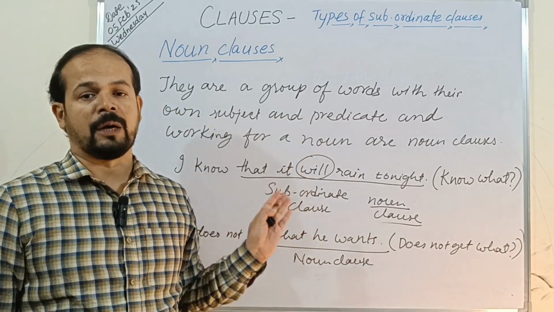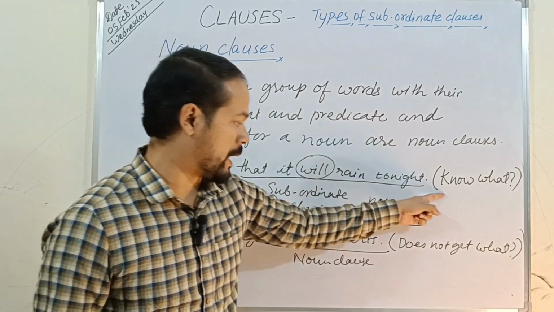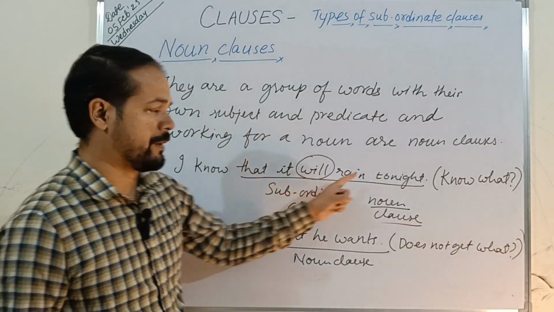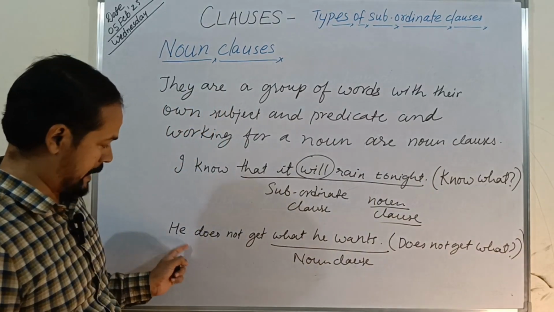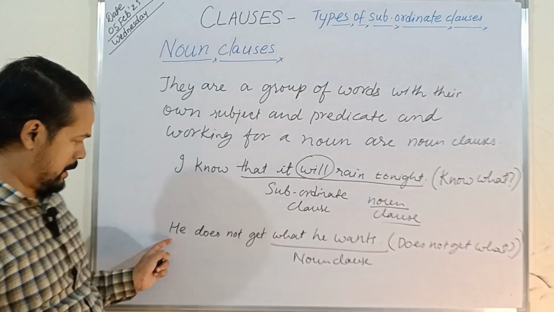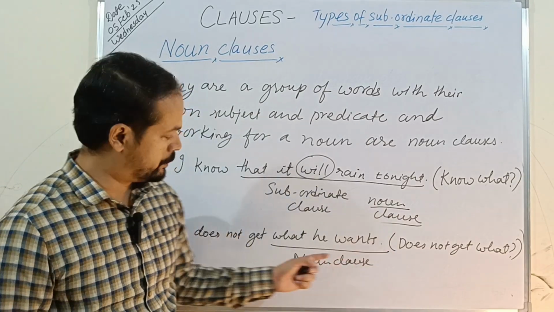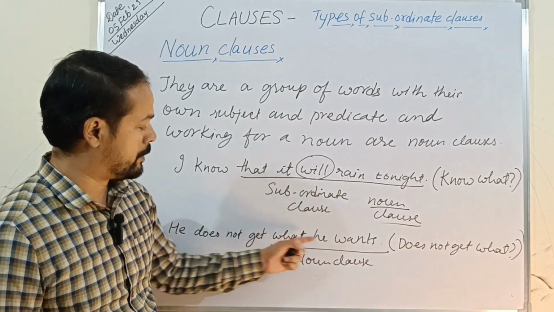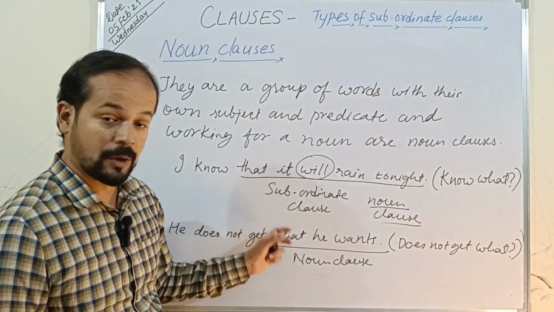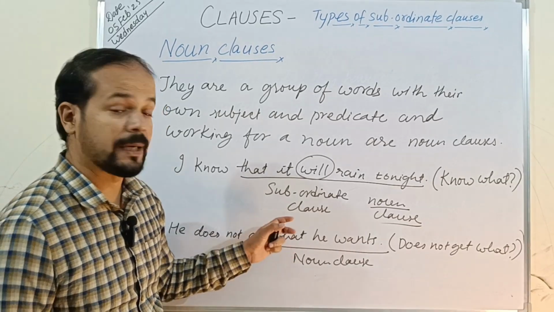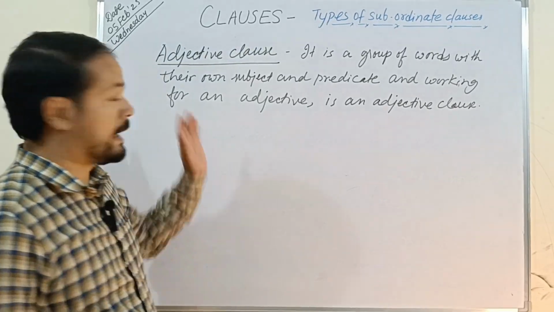So here in the case of a noun clause, we have to ask ourselves simply the question, like here I've shown, know what? I know that it will rain tonight, know what? And the second sentence I have shown here as an example, he does not get what he wants. Does not get what? So it is looking for a noun, and this group of words is a subordinate clause, and if we talk about the type of the subordinate clause, then it's a noun clause. So the next that we are going to discuss is an adjective clause.